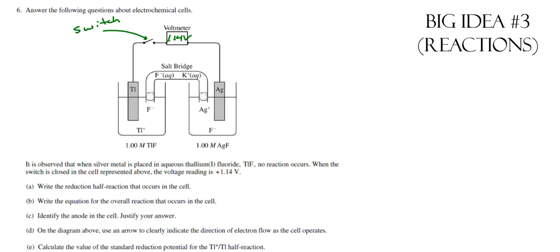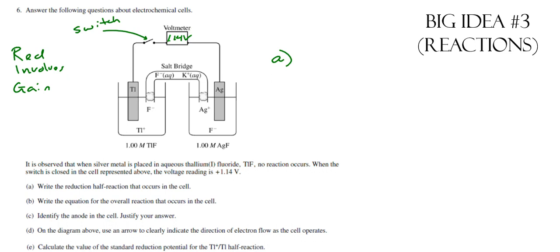A, write the reduction half reaction that occurs in the cell. Okay, I'm just rereading the setup. So they want the reduction half reaction. Reduction involves gain, so that means I'm gaining electrons.